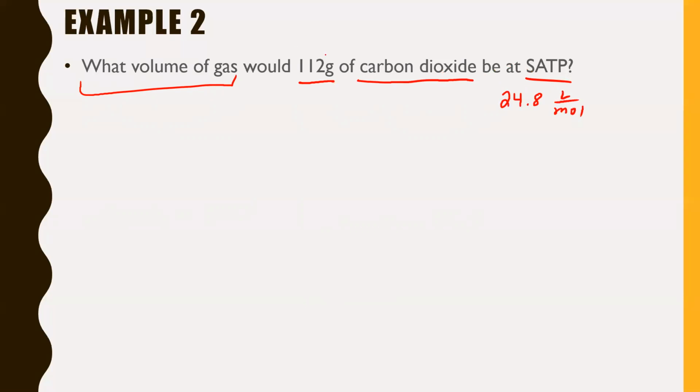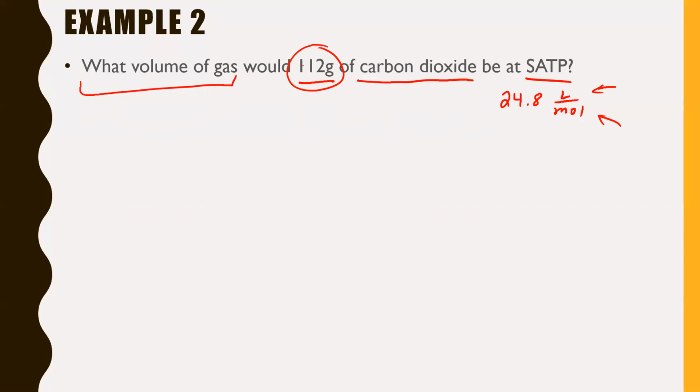So in other words, if this turns out to be just 1 mole of carbon dioxide, then we know our liters is going to be 24.8 liters because there's 24.8 liters per mole of gas at SATP conditions, regardless of what kind of gas it is, carbon dioxide, oxygen, nitrogen, whatever, right? So what we should do then is, since we know our molar volume and we're looking for an amount of liters, we should figure out an amount of moles we have so that we can find that missing piece.